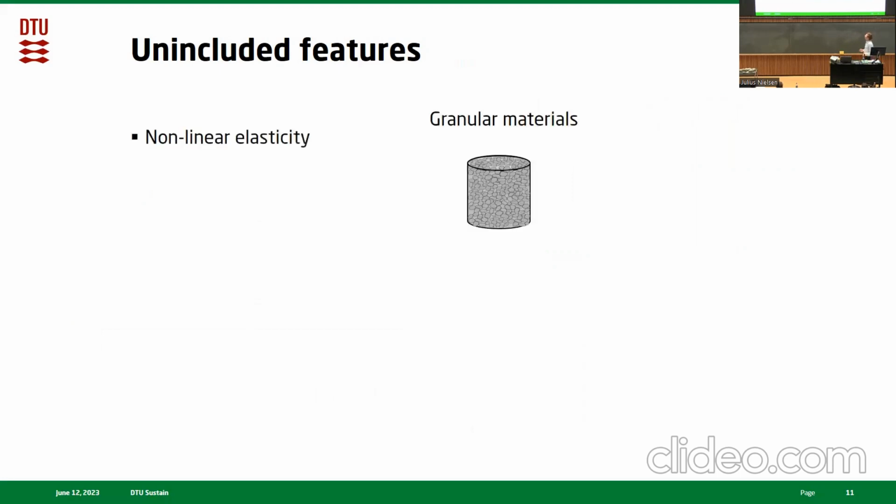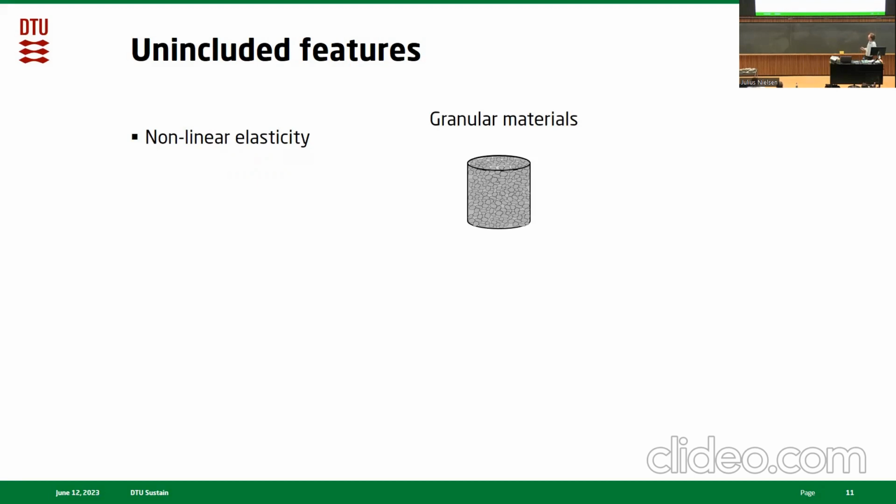Now, this is quite a simplistic framework in the sense that we assume all layers to be elastic, but in reality, none of the layers we use in pavement systems actually behave linear elastically. Let's start with the granular materials. They have a non-linear behavior.